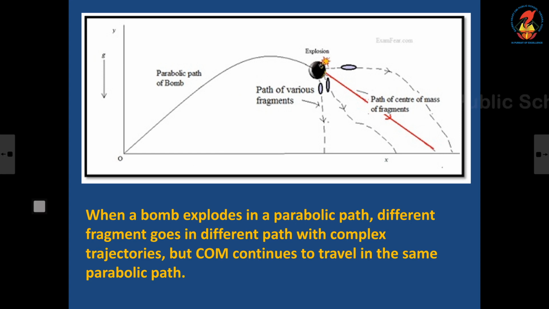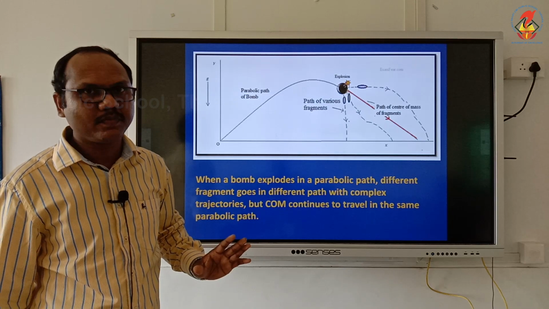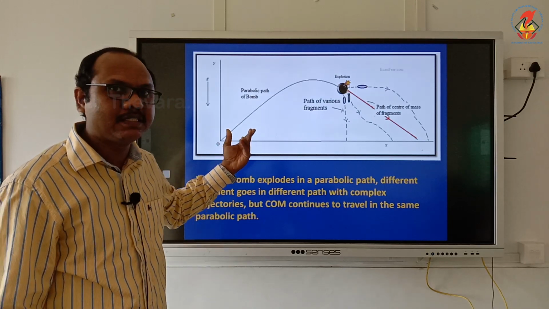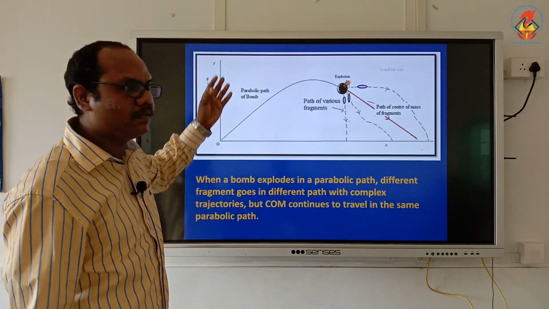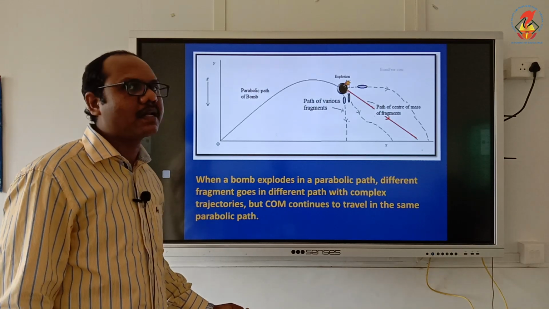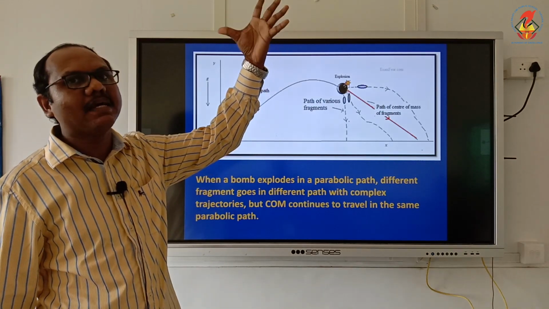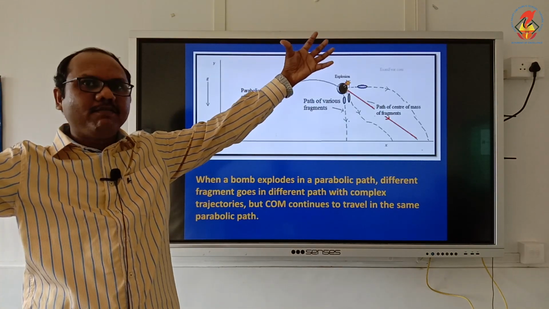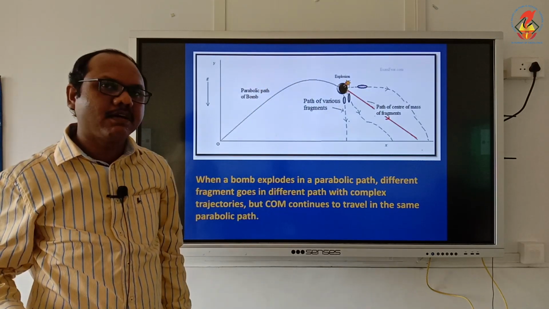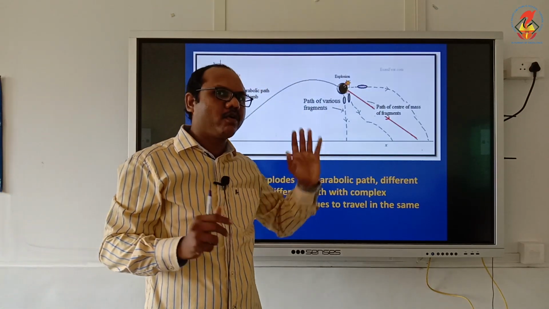Here I have shown a figure where a shell is going and it is exploding. That is the picture. You have seen this in festivals. The crackers, firecrackers, will go up and explode and spread in different directions. Many colors are formed.